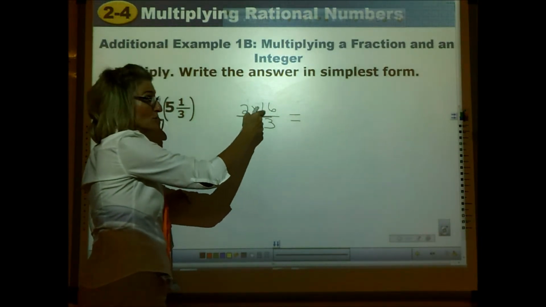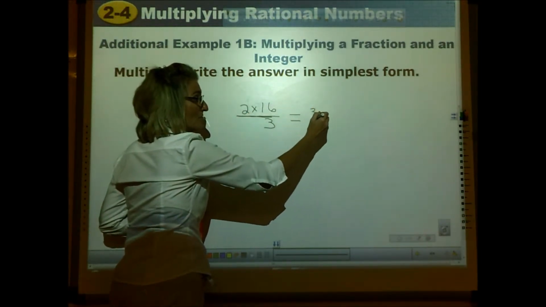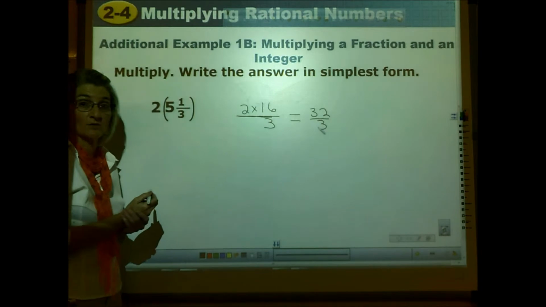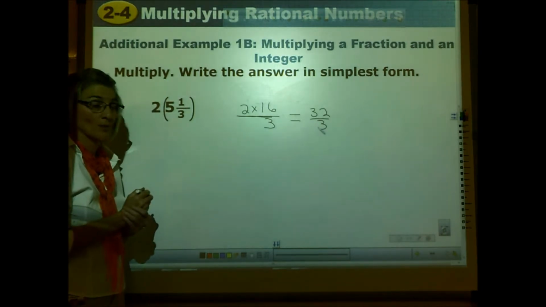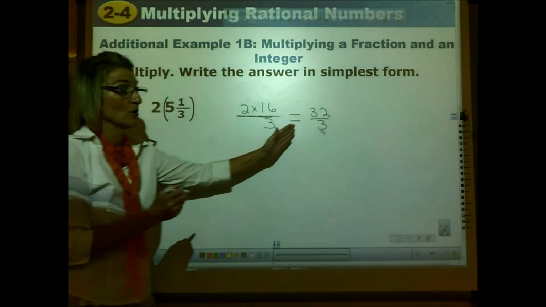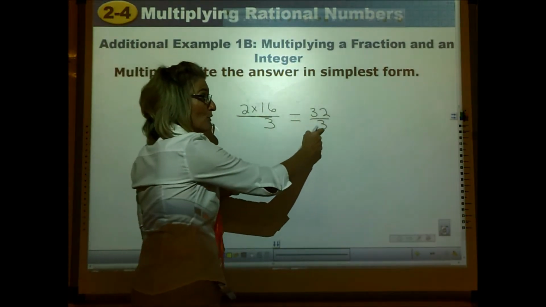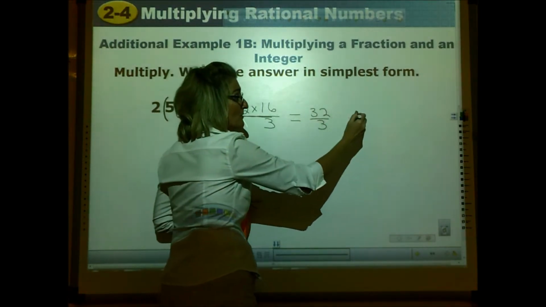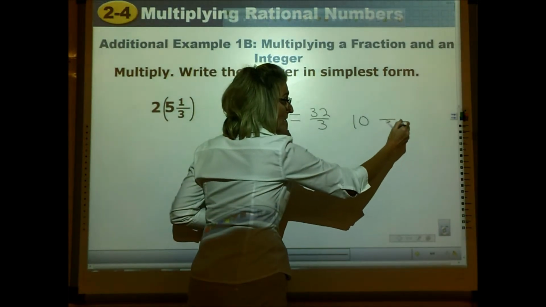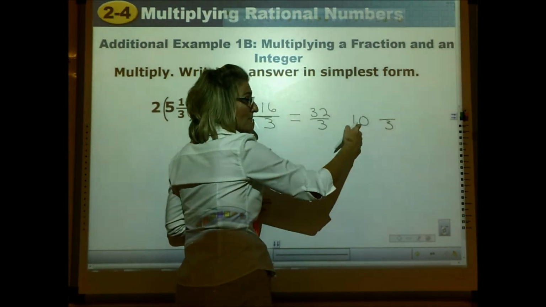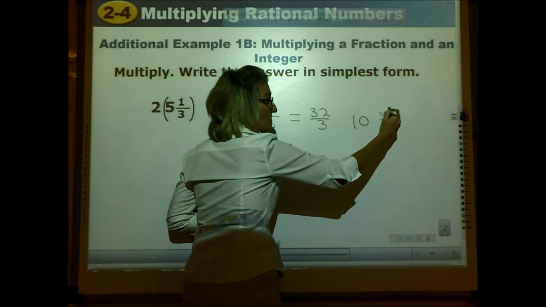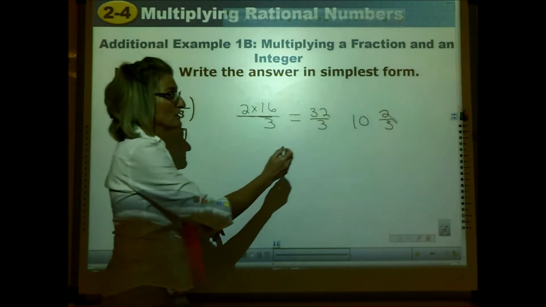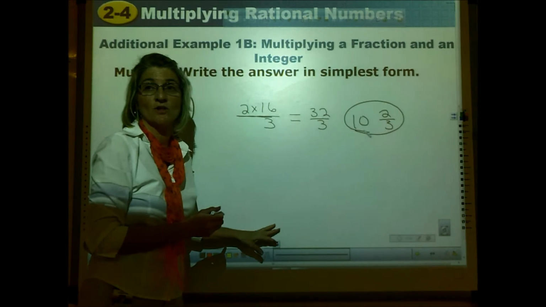We're going to simplify the top. 2 times 16 is 32. 3 times, there's nothing there, so we're just going to bring it over. Now we still have an improper fraction. There's no negative numbers, so my answer is going to be positive. How many groups of 3 will go into 32? So we're going to convert it back into a mixed number. There's 10 groups of 3. My denominator is still 3. 3 times 10 is 30. The difference from 32 is 2. 2 times 5 1/3 equals 10 2/3.